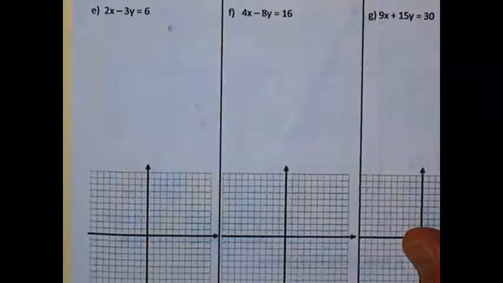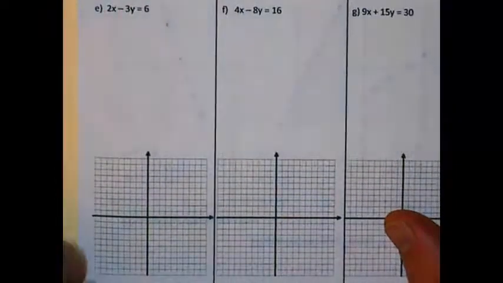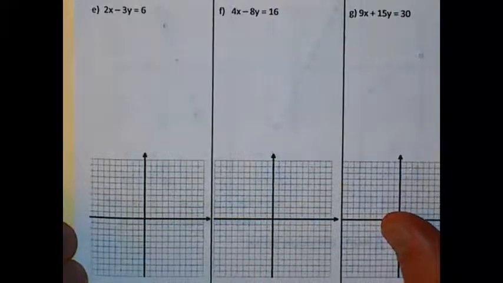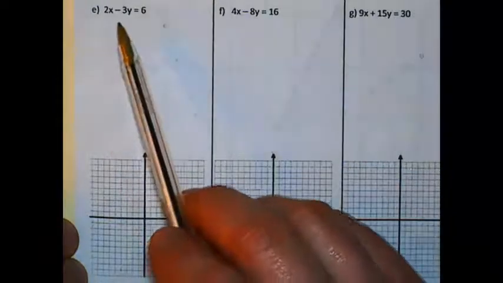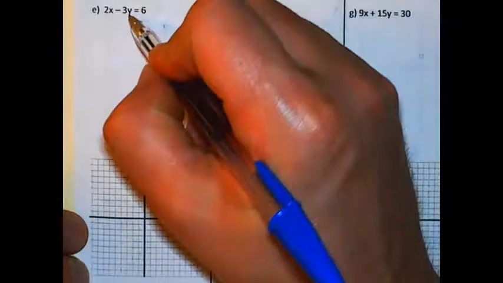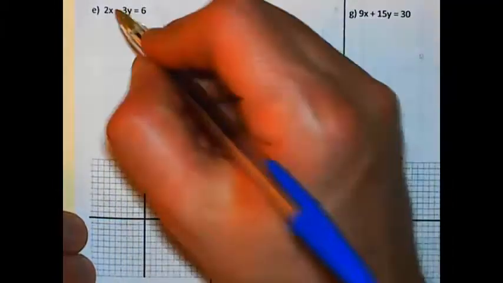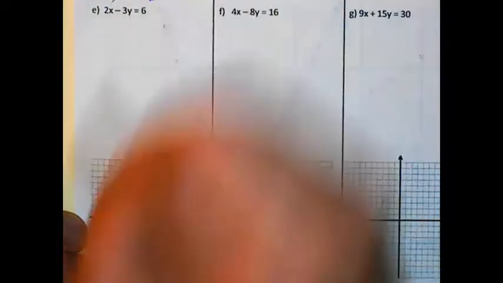Let me make it a little bit smaller so it can fit everything. Alright, there we go. If you notice, the problems on the back here do not have the y alone. So first order of business is to get this y alone. So how am I going to do that? Well, first of all, I'm going to send that 2x to the other side of the equation.